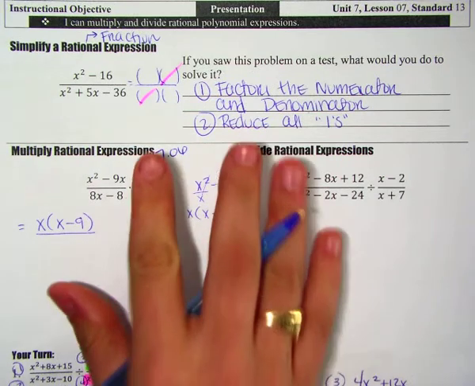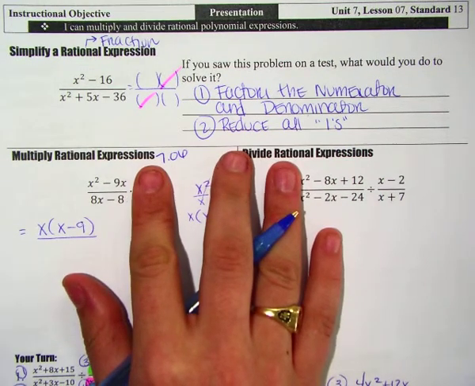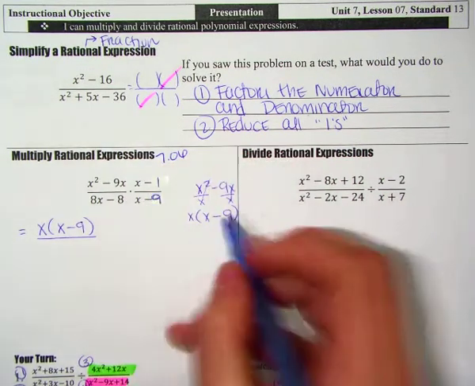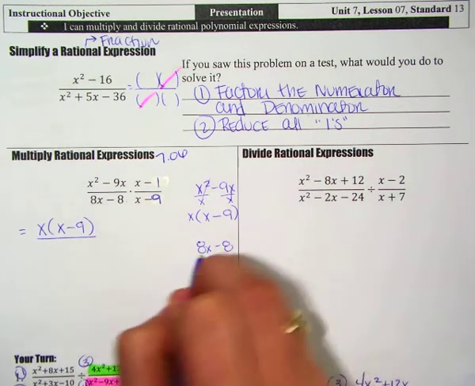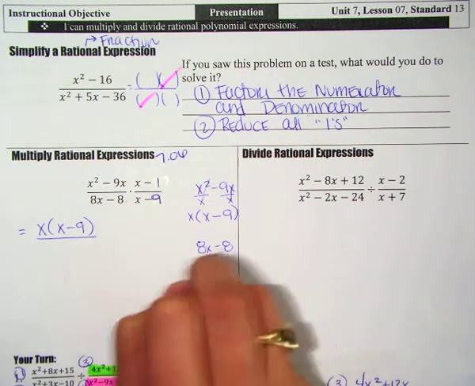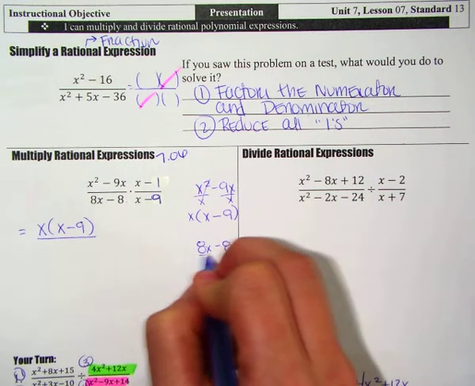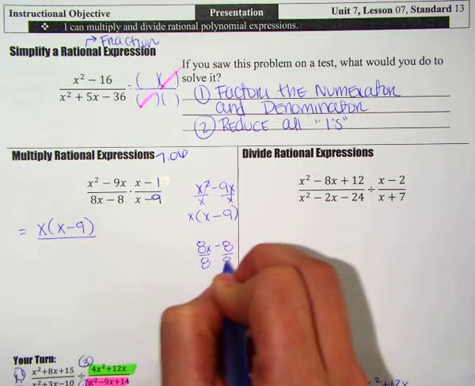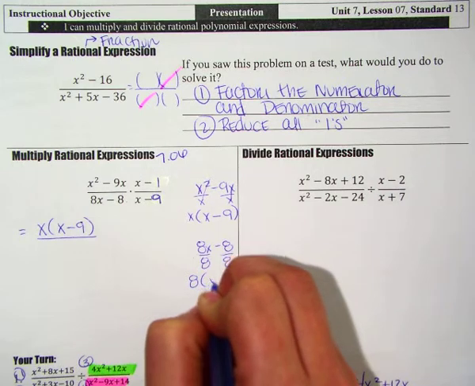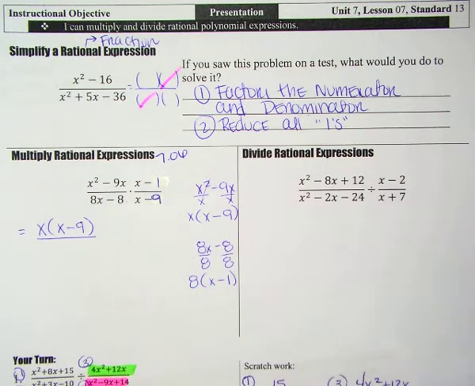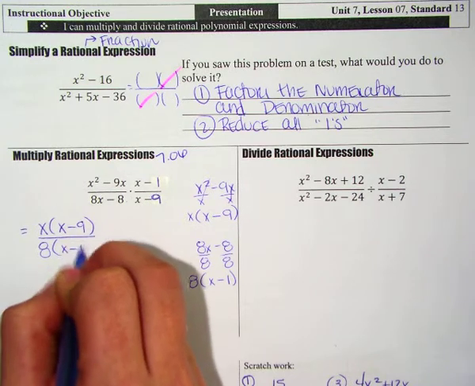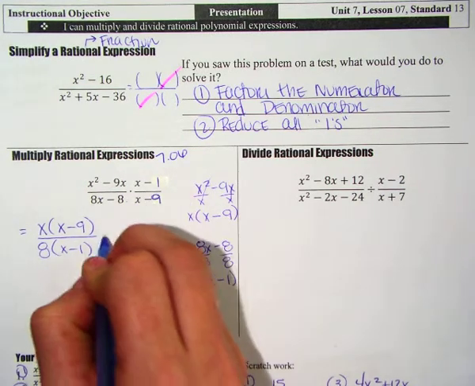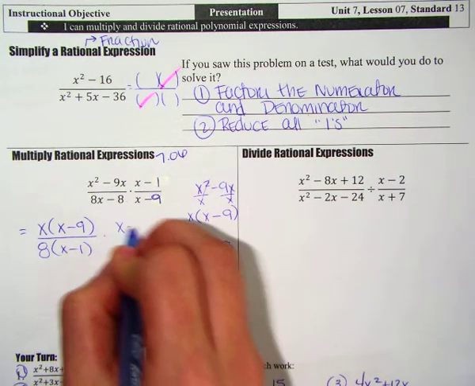The denominator of the first fraction is 8x minus 8. Again, let me go to the side really quick. If I look at the two of these, both also have an 8. So the GCF here is an 8. I'm going to factor out an 8, leaving me with x minus 1. I'll go ahead and write down the second fraction because it's already factored.